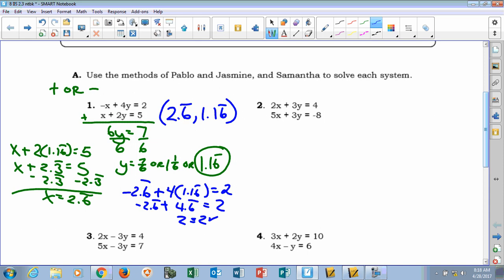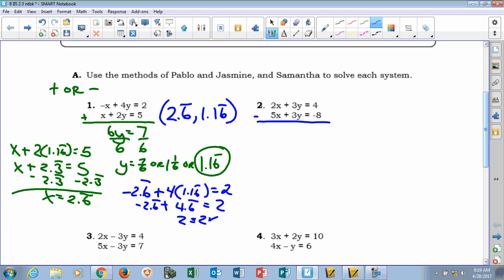What do you notice about number 2? They're the same thing. So what do you think is going to happen when we have the same number and the same sign? Here, number 1, we had the same number but different signs, and we added. What do you think we're going to do here? Subtract. Boy, you guys are smart. We're going to subtract. Now, this is where you have to be careful. We know that 3y minus 3y is 0. So we're going to eliminate the y's.